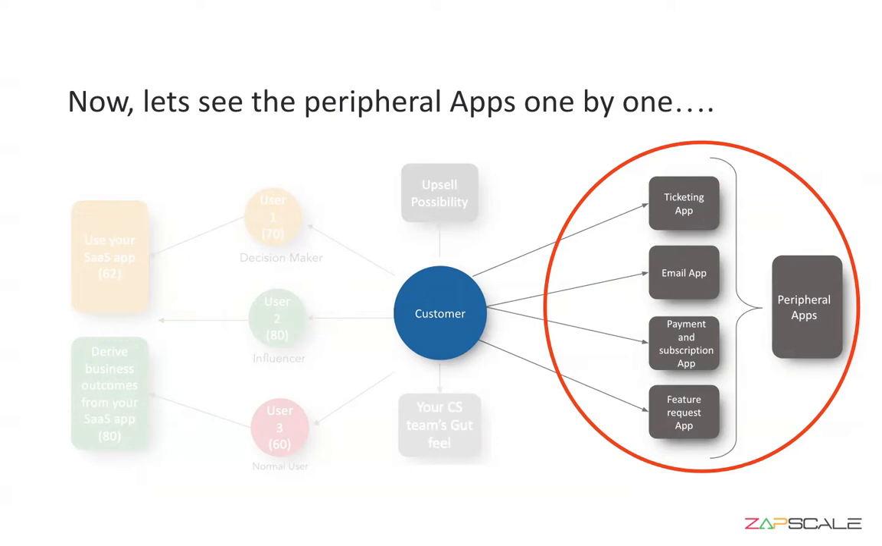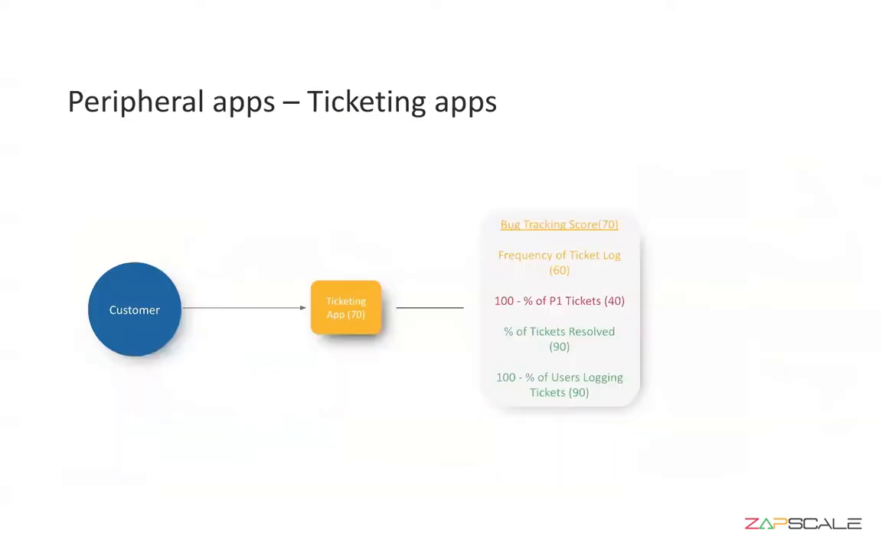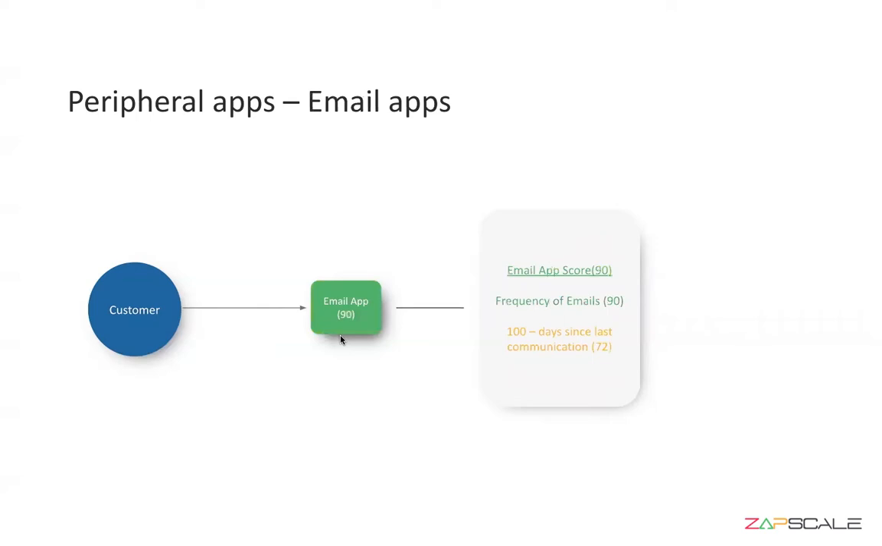Like for ticketing, for this particular customer, you see that they are logging tickets very frequently, and a lot of their tickets are priority 1 tickets, high priority tickets. But the resolution rate of the tickets is good, and a small percentage of the users from the customer is logging tickets. So overall, the ticketing score of this customer is okay. It's an amber. Email score is doing very good because you're in constant communication with the customer, and it has not been very long since you made your last contact.